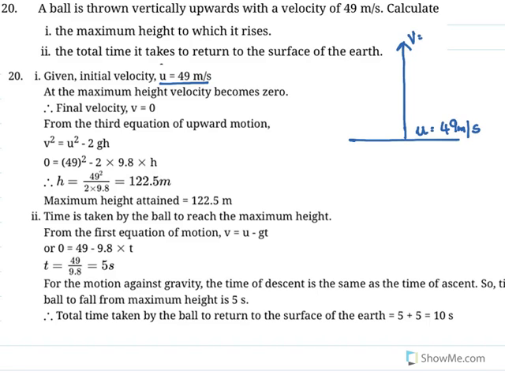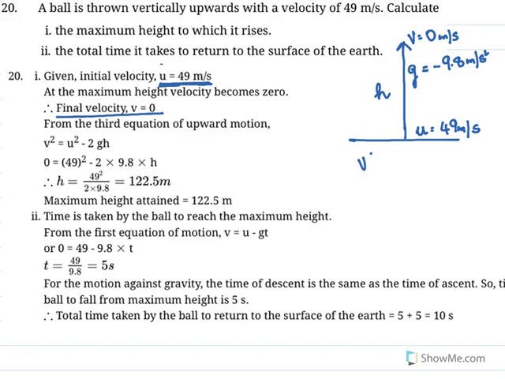The final velocity is 0 meter per second, and the acceleration due to gravity here will be minus 9.8 meter per second square. There's retardation going on. So we need to find the height or the distance traveled. So the given velocity is the initial velocity 49 meters per second. The final velocity is 0 meter per second.